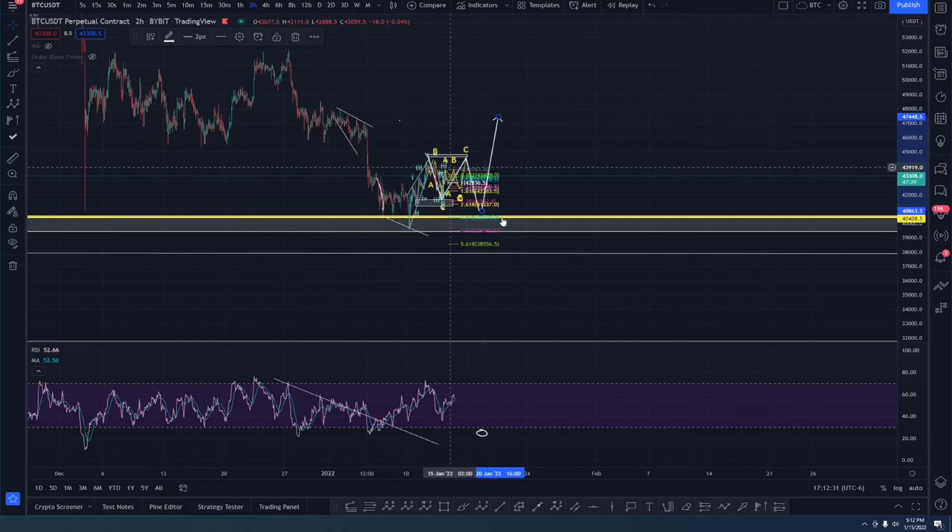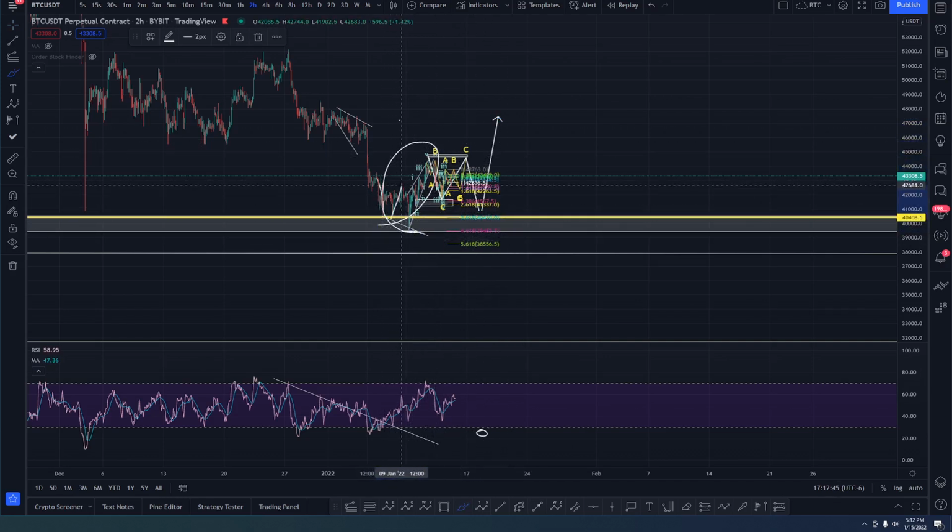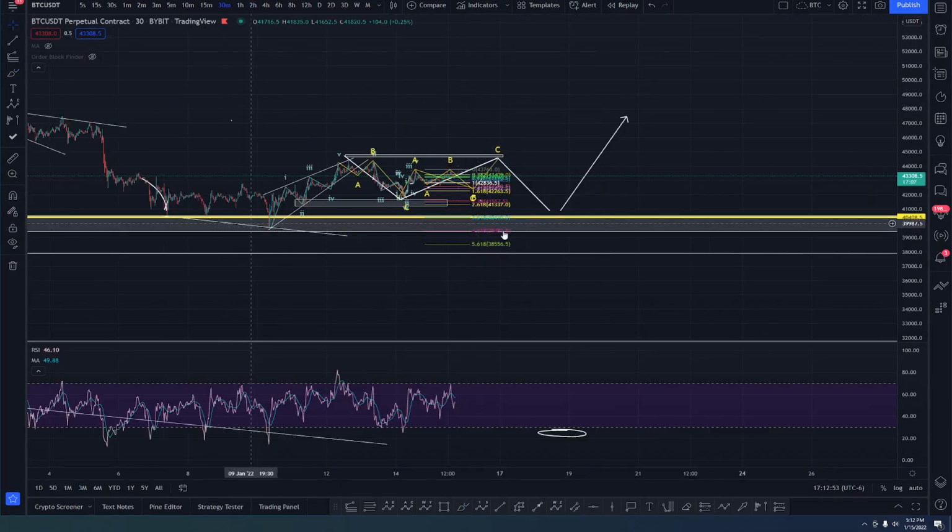This idea gets invalidated the moment this low gets broken. Okay, so this three-way move, if this continues to come down and breaks this low, then we're going to have to look at this wave in a different way. We're going to have to actually look at it as part of a flat. But as long as this low isn't broken, guys, we can still hold on to this idea.